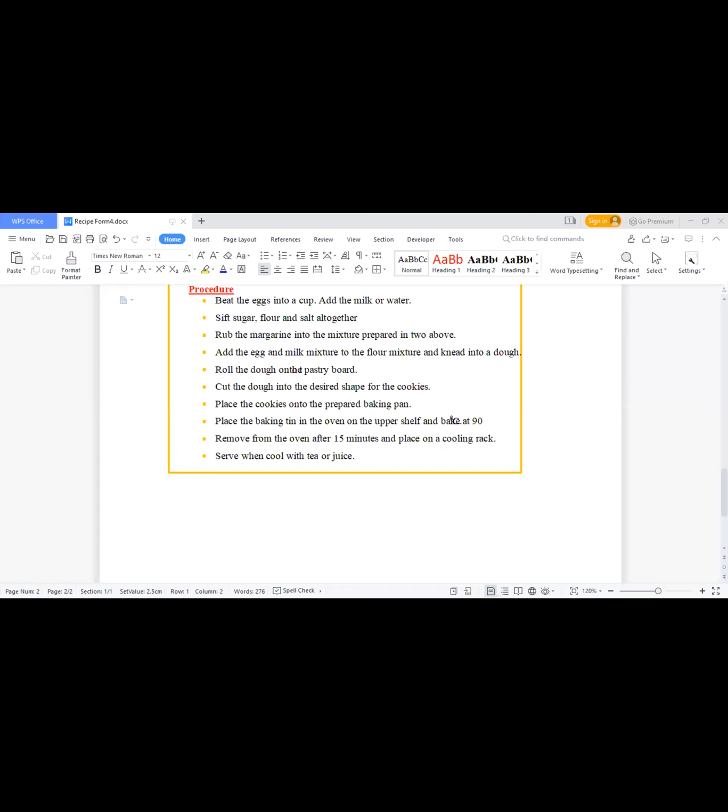Then sometimes if it's a meal that needs an accompaniment, at the end you can also list that you're going to serve it with maybe fried meat or something else.